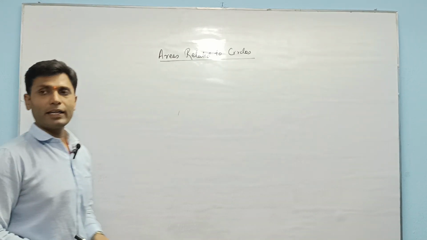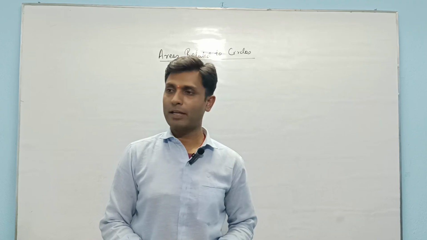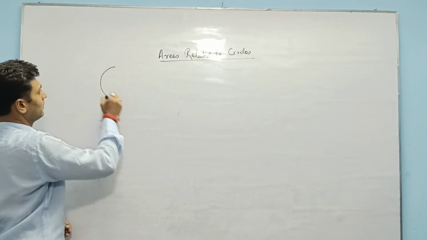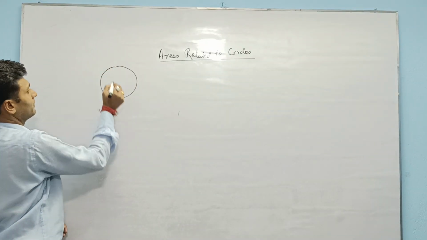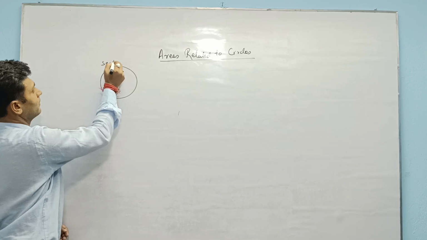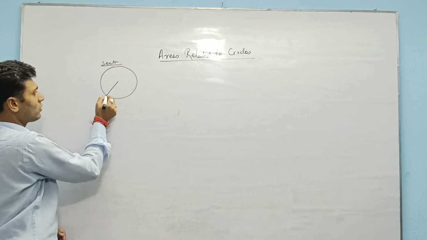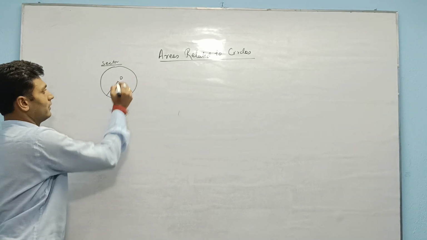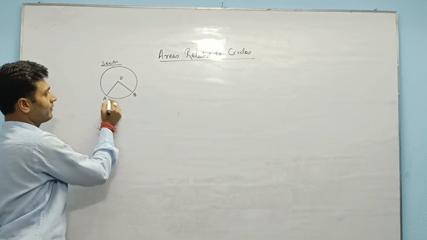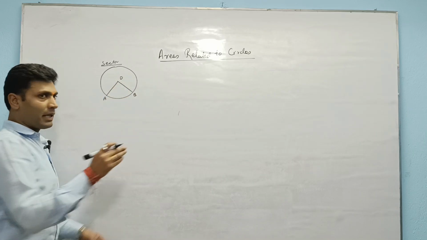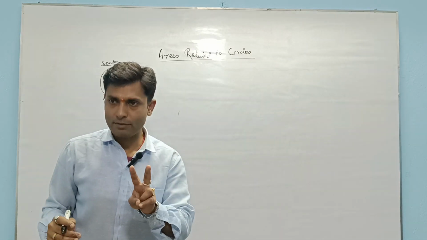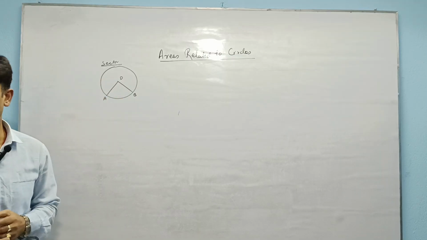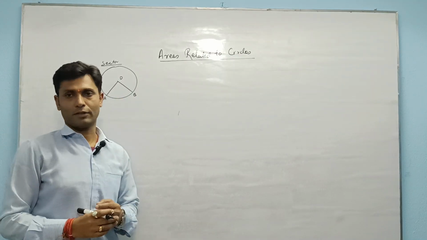Okay, next is area of sector, segments, then length of arc. Okay, so we'll see one by one. Sector. See, if you draw these two radii, we'll mark this as AB. Then the circle is divided into two parts. When you draw these two radii, you can see here, each part is called as a sector.